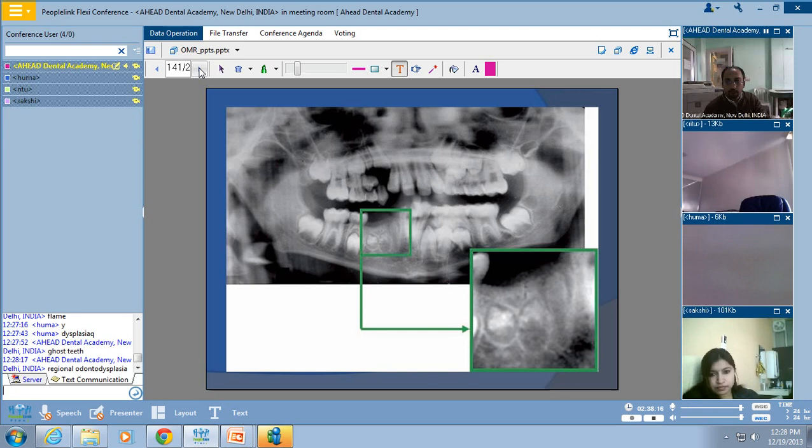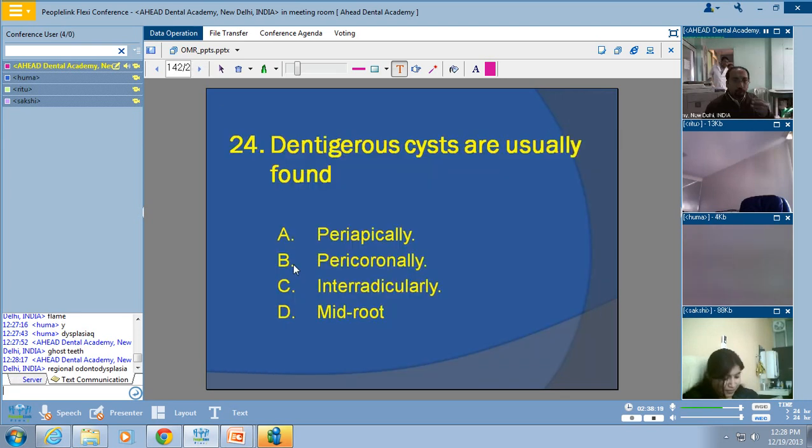24th, dentigerous cysts are usually found. This is a very easy question. Periapically, pericoronally, interradicularly, or midtooth? So what will be the answer for this? This is a pretty easy question. Periapically or is it pericoronally? Remember, dentigerous cyst is an example of pericoronal radiolucency. So the correct answer is pericoronal. Okay? It is not periapical.